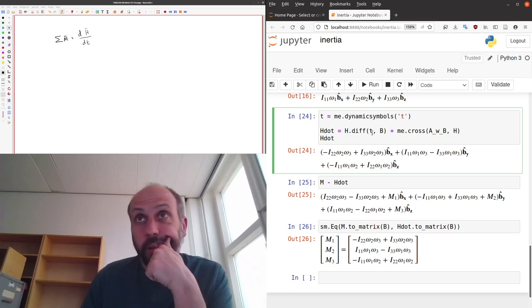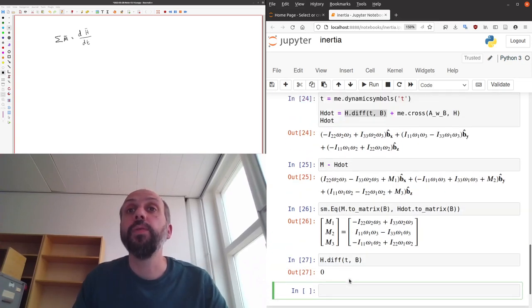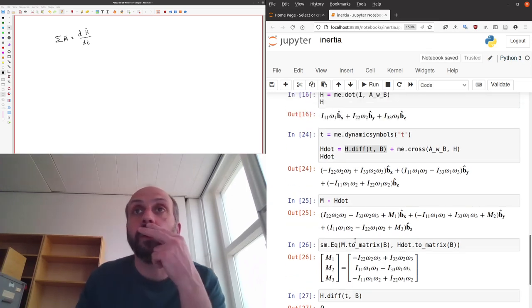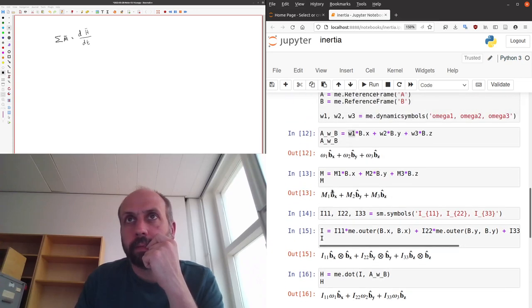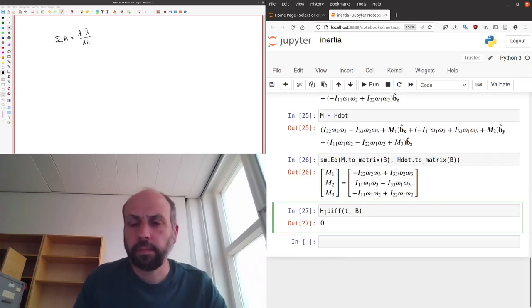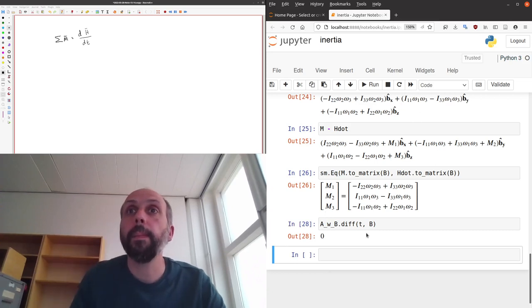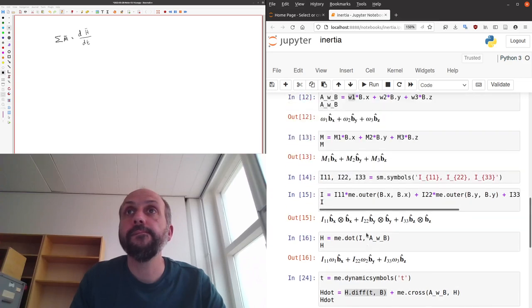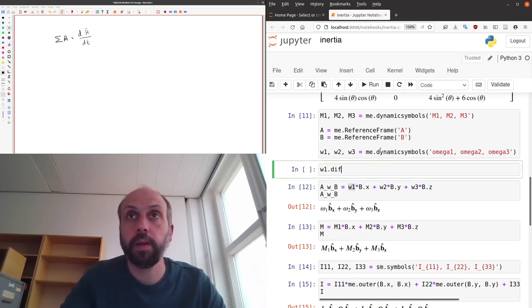I've screwed up something here. What am I screwing up? Zero. Why did that go to zero? It's not supposed to be zero. It should be omega dot, right? Omega. This is t and B. Is A group B? Why is that zero? It shouldn't be zero. I'm missing something here. These are definitely dynamic symbols. W1 diff t.